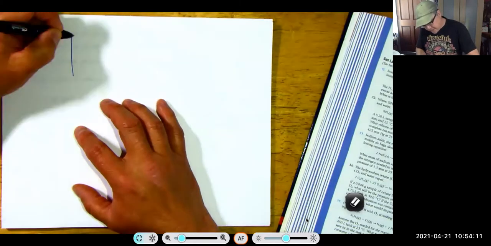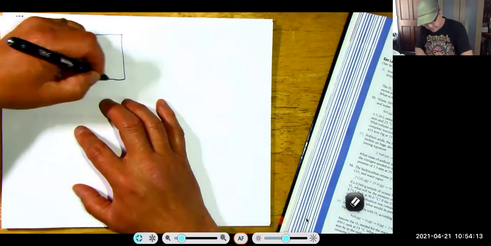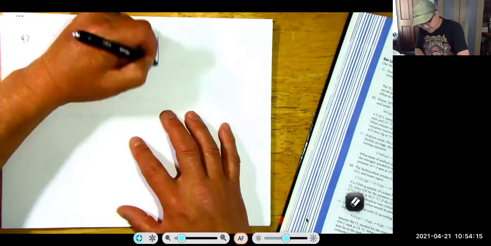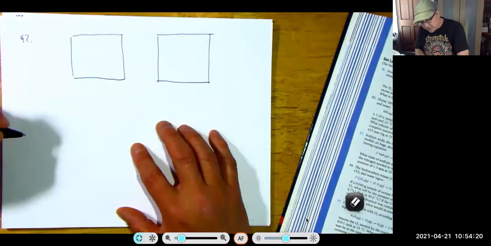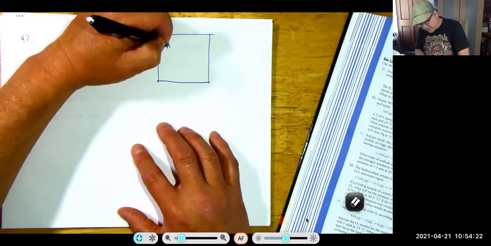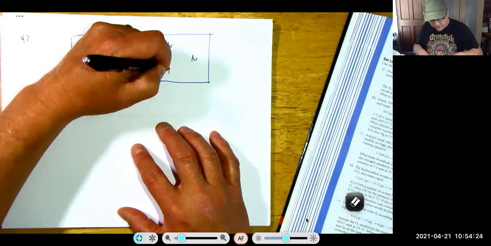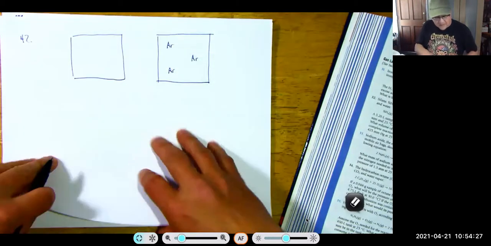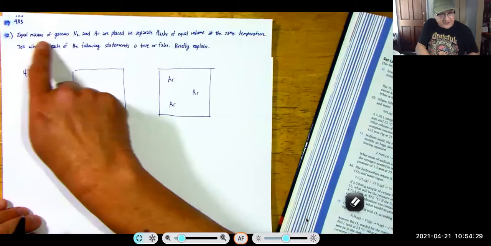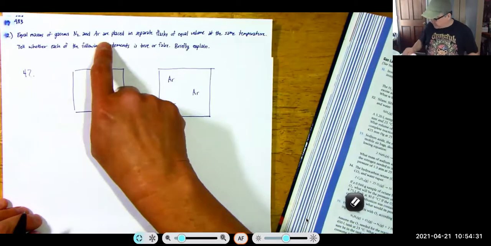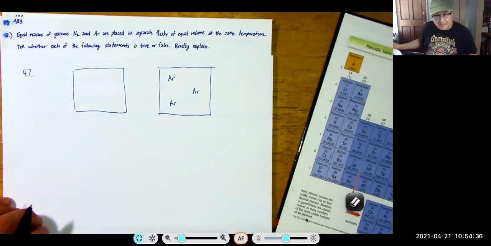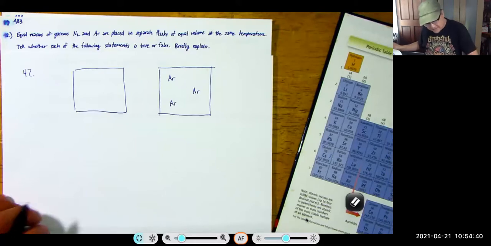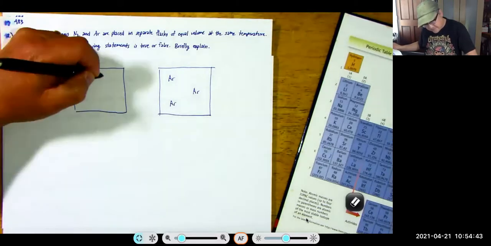Here's my container of nitrogen. And here's my container of argon. They're supposed to be the same size. Here's my argon. And notice here it says equal masses of gaseous nitrogen and argon. So argon weighs 40. And nitrogen weighs 28.